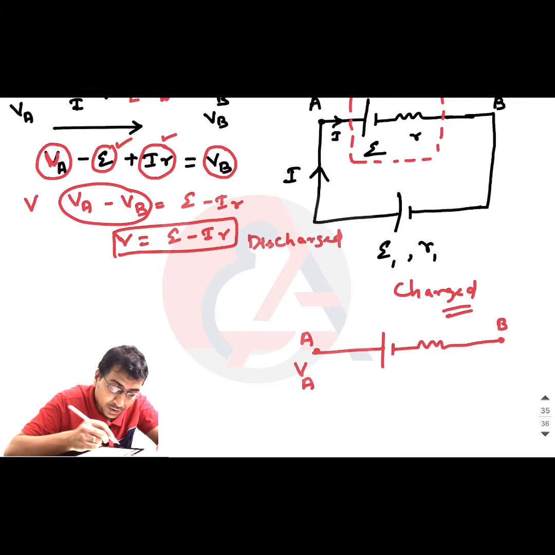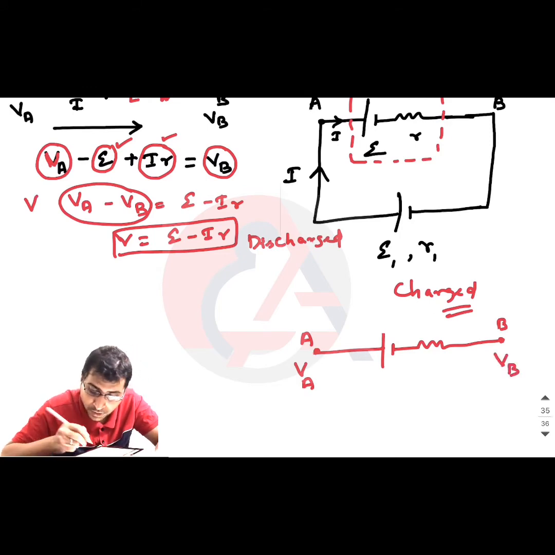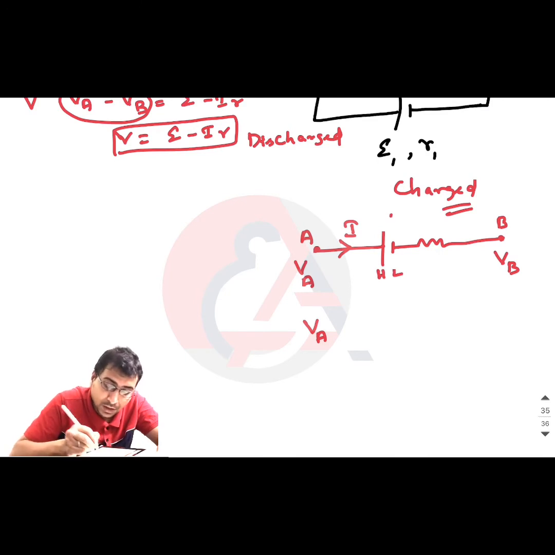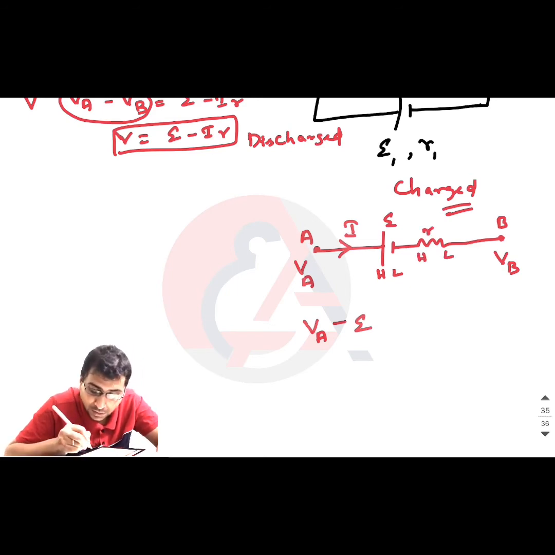The potential here is going to be VB, but the current direction is opposite. So here how we are going to do is, you are starting with an energy VA. Since you are going from higher to lower potential, across the cell you are losing an EMF of E. Since the current is flowing from A to B, this is higher potential, this is lower potential across the resistor R. Again you are losing some more energy across the resistor also, that is why minus IR.